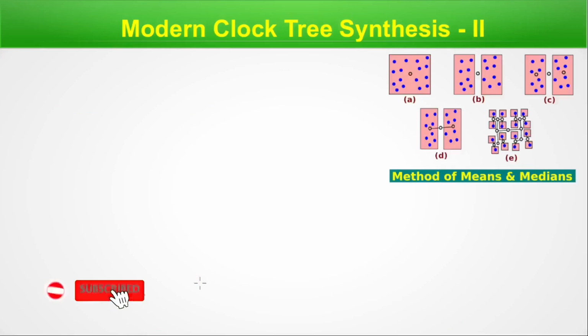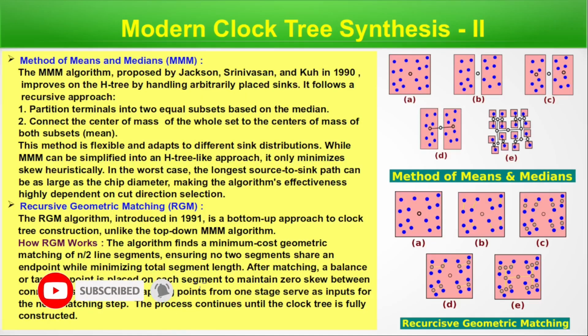Modern clock tree synthesis. This is the second slide. Method of means and medians. The MMM algorithm proposed by Jackson, Srinivasan and Kuh in 1990 improves on the H-tree by handling arbitrarily placed sinks. It follows a recursive approach: partition terminals into two equal subsets based on the median. It's partitioning again based on the median, so these medians are connected again. It's divided in this way and this way and this way, based on the median.